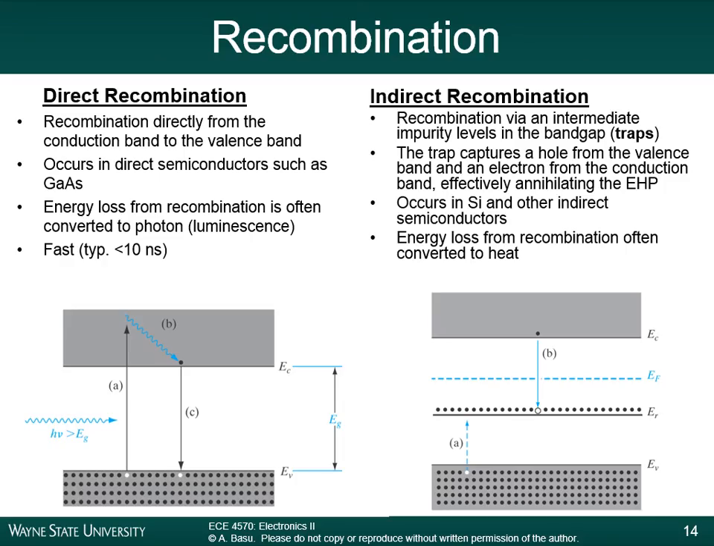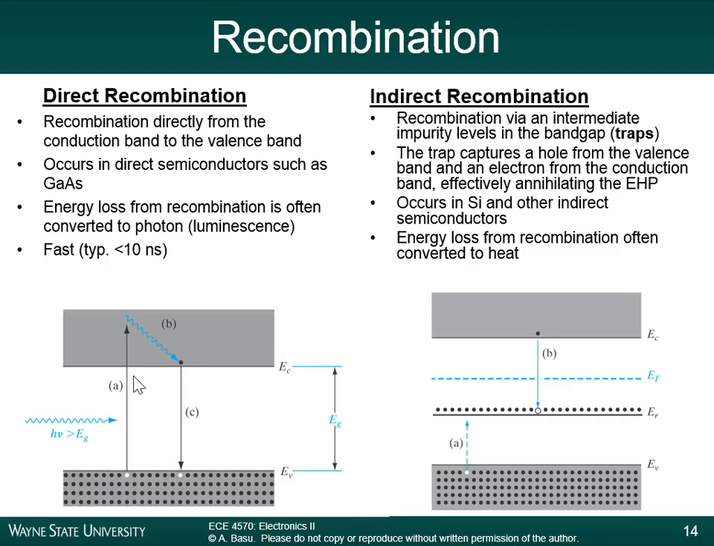So direct recombination occurs in direct band gap semiconductors. Recombination is directly from the conduction band to the valence band. So this is what we just saw earlier. This occurs in direct band gap semiconductors like gallium arsenide, and the energy loss from recombination is often converted to a photon. So this part C here. Another thing about direct recombination is that it's fast. Typically, the carrier lifetime between generation and recombination events is less than 10 nanoseconds.